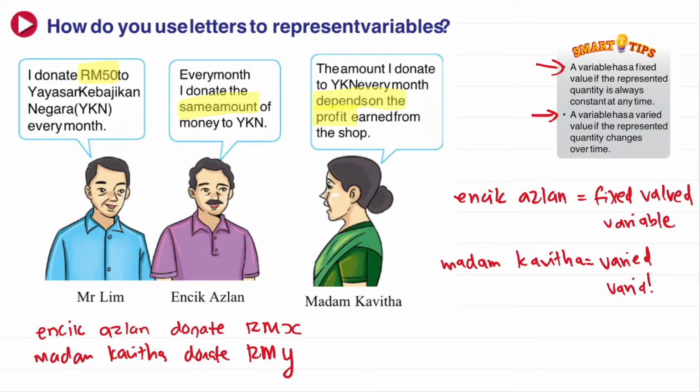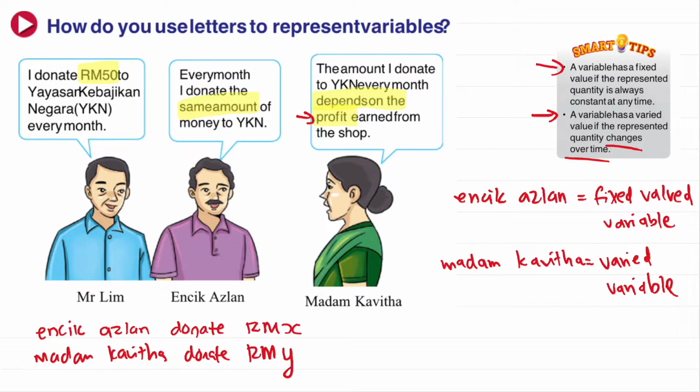Kenapa varied? Tengok apa dia cakap kat situ. The amount I donate to YKN every month depends on the profit. So, maknanya kalau bulan tu profit dia banyak-banyaklah dia bagi. Kalau dalam bulan tu profit dia kurang-kuranglah dia bagi. So, dia berubah-ubah. So, the quantity changes over time. So, ingat variable ada dua jenis. Yang mana variable tu adalah fix ataupun dia punya nilai tu kekal untuk setiap bulan ataupun setiap masa. Dan satu lagi dia adalah varied. Maknanya varied dia boleh berubah-ubah variable.